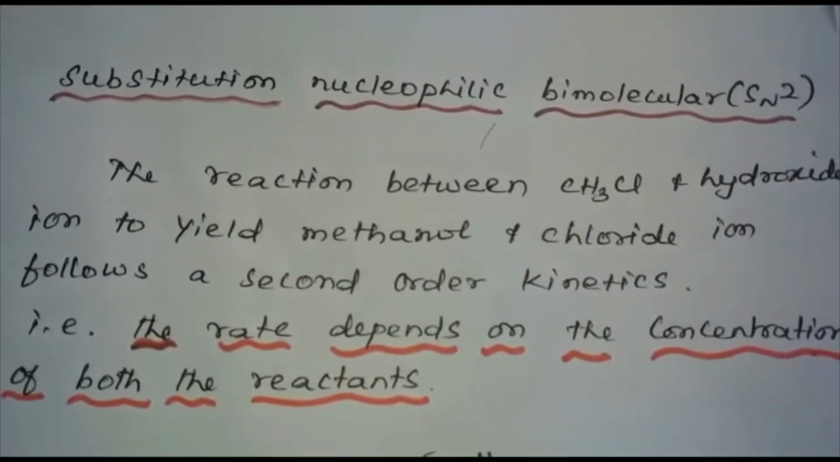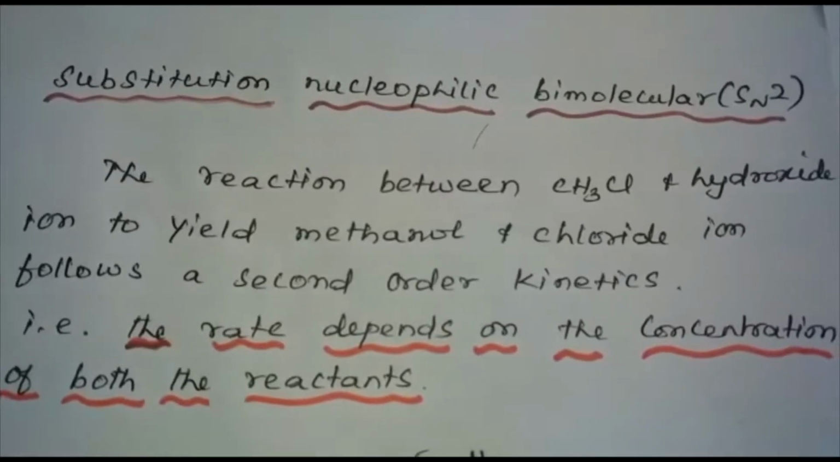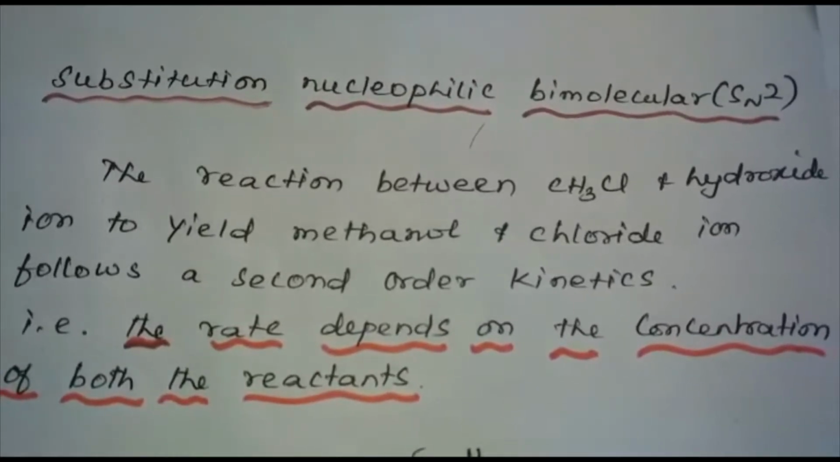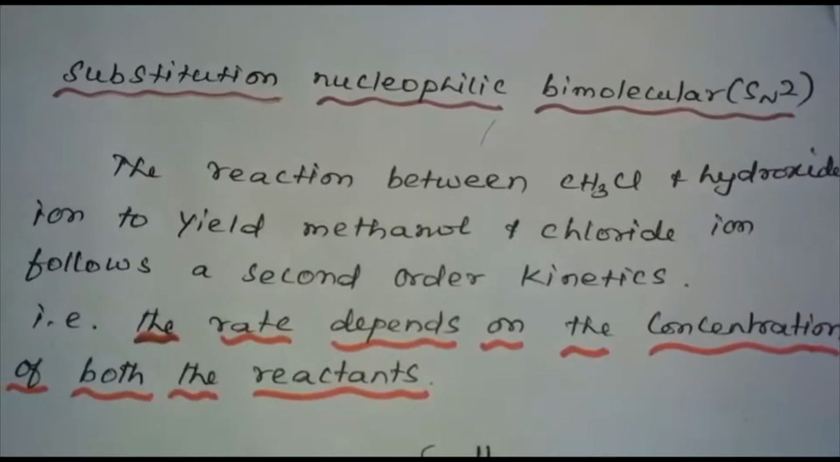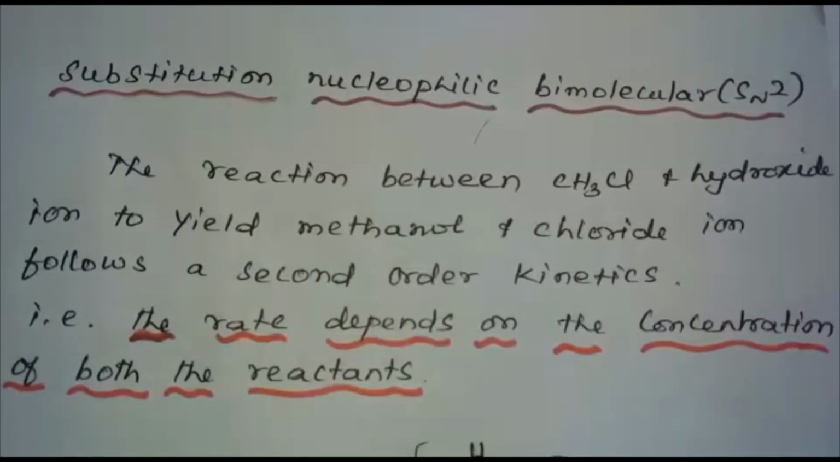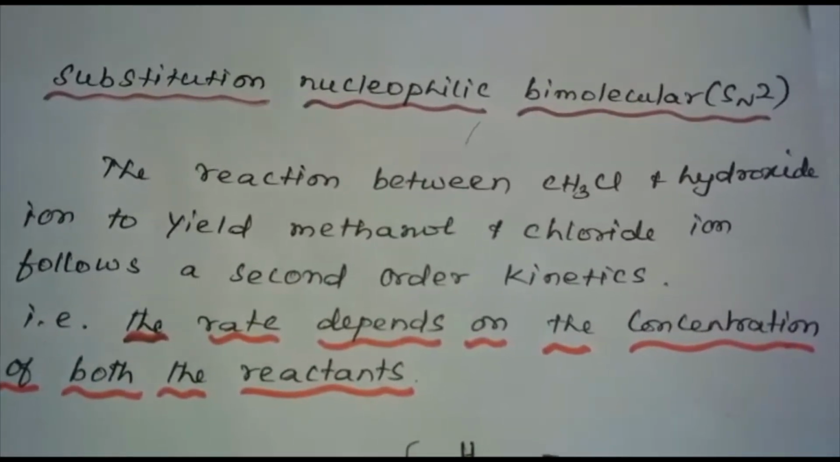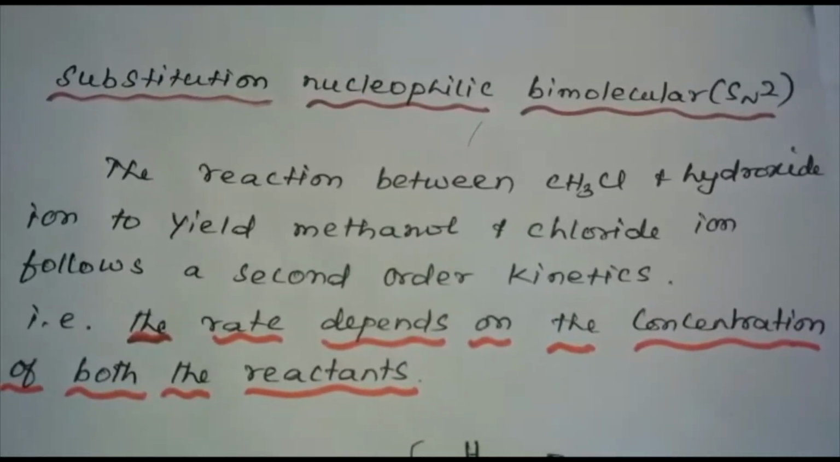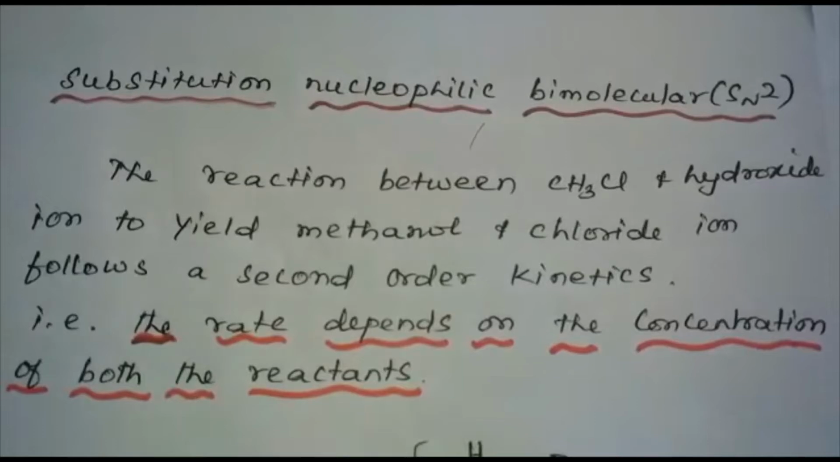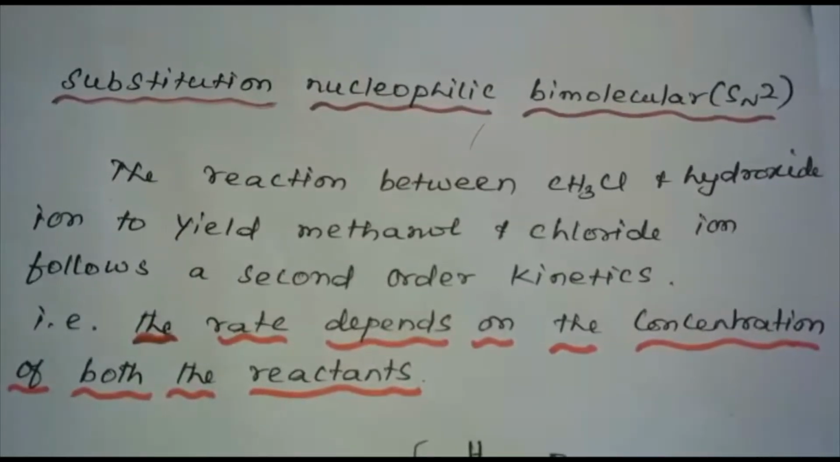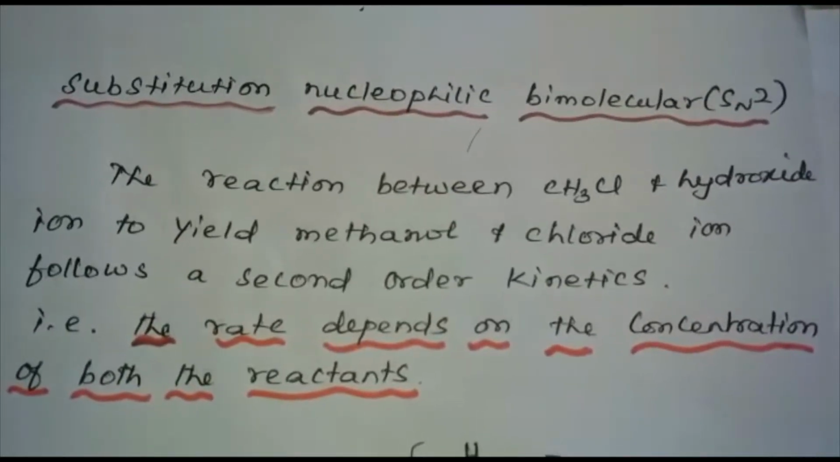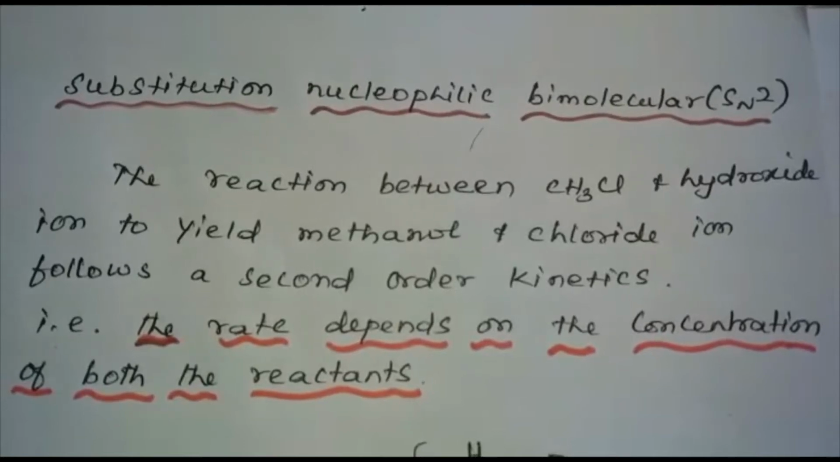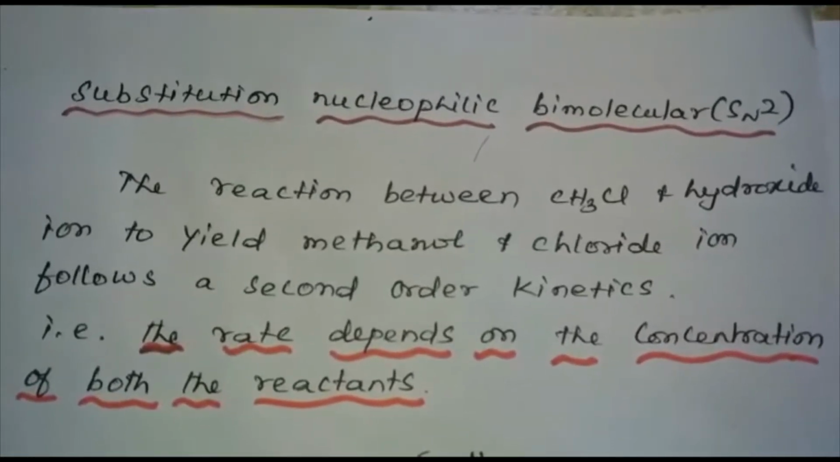The nucleophilic substitution reaction has been found to proceed by two different mechanisms. We will be describing them one by one. The first one is substitution nucleophilic bimolecular reaction, that is the SN2 mechanism. The reaction between CH3Cl and hydroxide ion to yield methanol and chloride ion follows second order kinetics. That is, the rate depends on the concentration of both the reactants. In the SN2 mechanism, the rate of the reaction depends on the concentration of both the reactants.